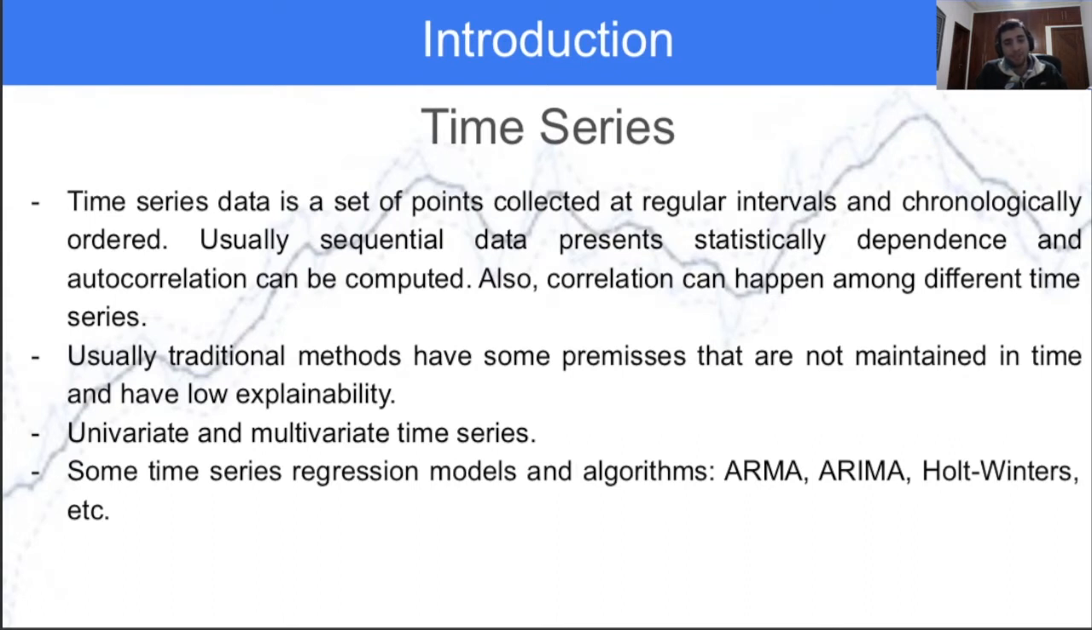An important classification is about univariate and multivariate time series. The first one is a series with a single time-dependent variable. And the second one is more than one time-dependent variable, which means that each variable depends not only on its past values, but also has some dependency on other variables. Some time series regression models and algorithms are ARMA, ARIMA, Holt-Winters, among others.